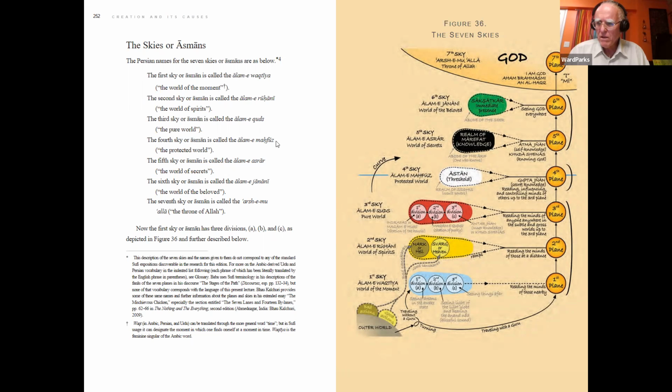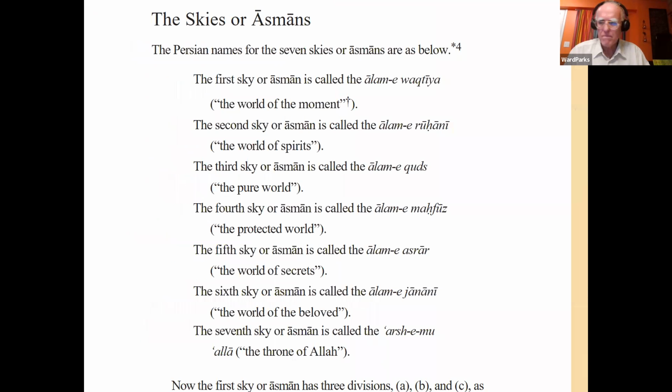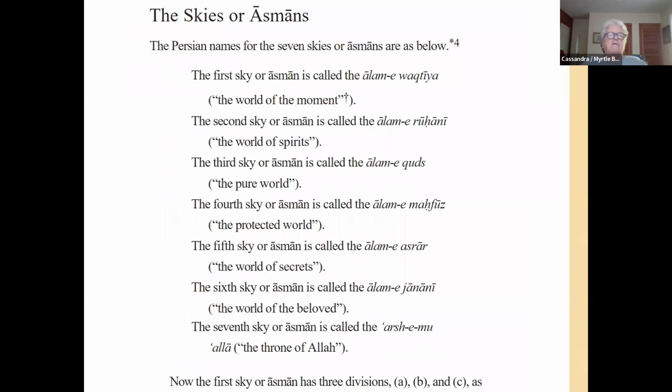Farishte, I was thinking it would be good if we just started by reading this indented paragraph to remind people of the 7 skies. And since you are a Persian speaker, you might be a good person to do that. The Persian names for the 7 skies or asamans are as below.